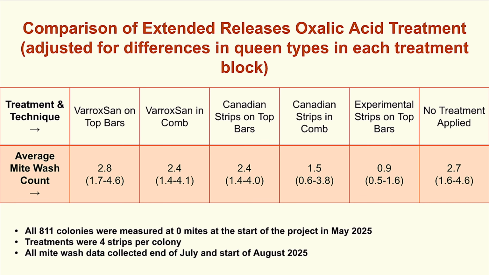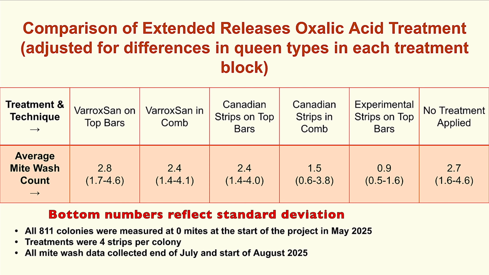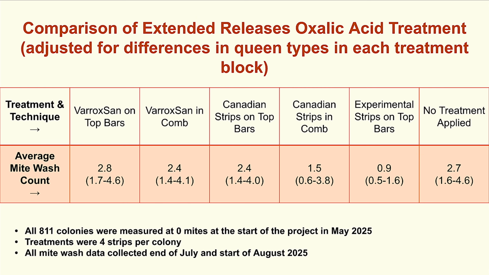Yeah, absolutely. So the best performing, which was your experimental high dose, had less than a third of the mites at the end compared to the untreated control colonies. Your average control colony came in at about 2.7 mites in a wash at the end. The ones treated with the experimental were at 0.9, so less than 1 mite per wash, which is pretty good, I think. And those were colonies that had not been treated since last year.